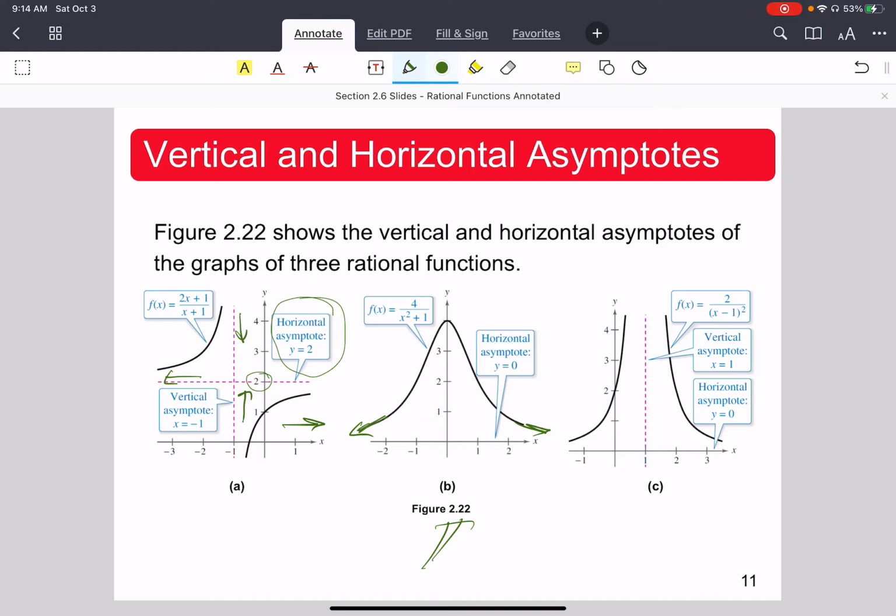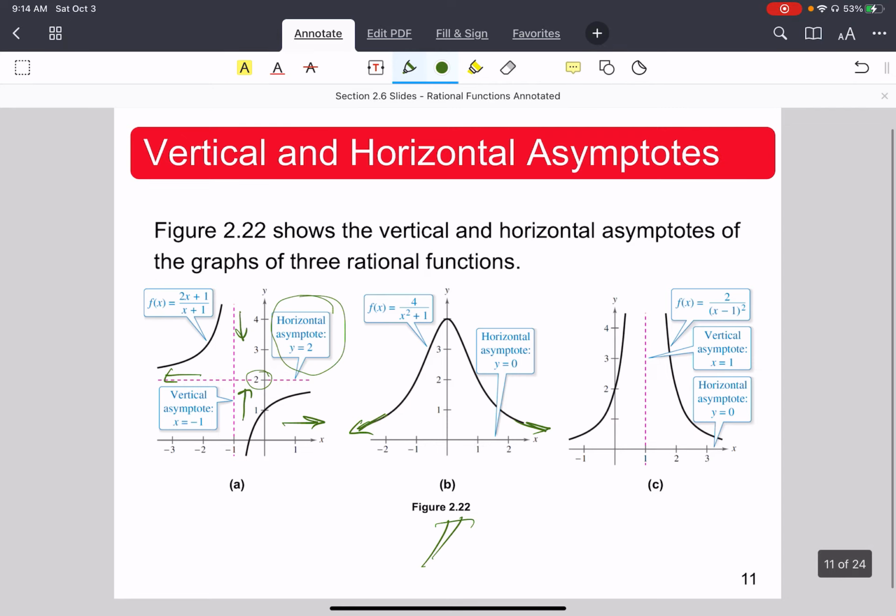And let's take a look at part C. This guy has both vertical asymptotes and horizontal asymptotes. The vertical asymptote is x equals 1, and the horizontal asymptote is y equals 0. So generally, you can tell vertical asymptotes and horizontal asymptotes by looking at the graphs. That's one way of doing it, but it's not as accurate. So for that reason, we need to know how exactly to find vertical and horizontal asymptotes.